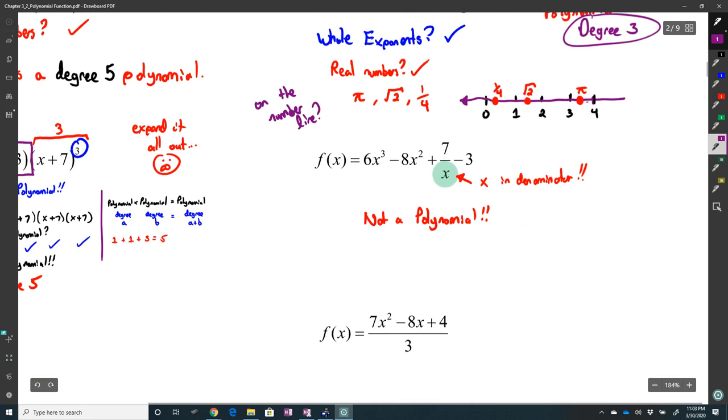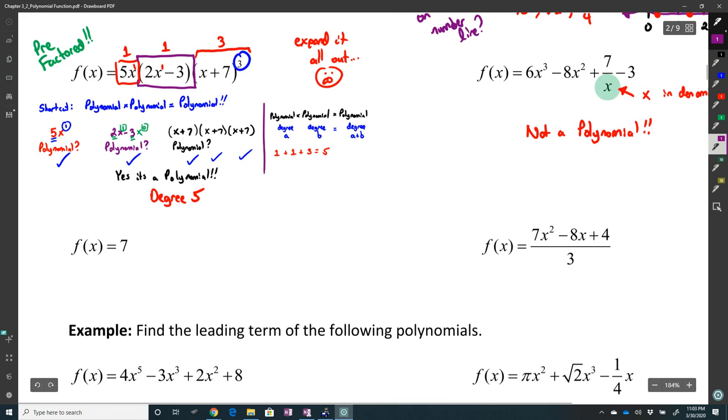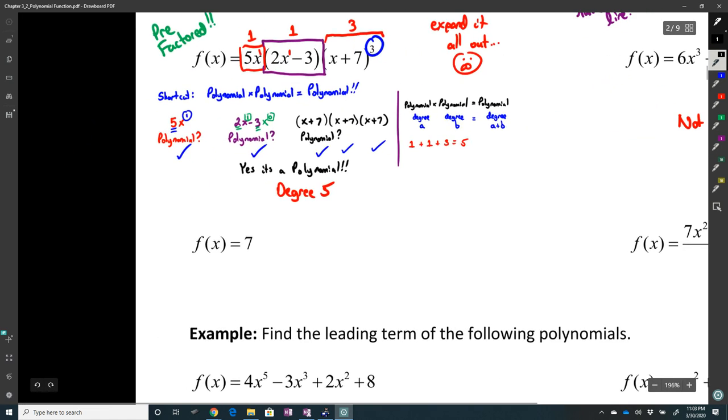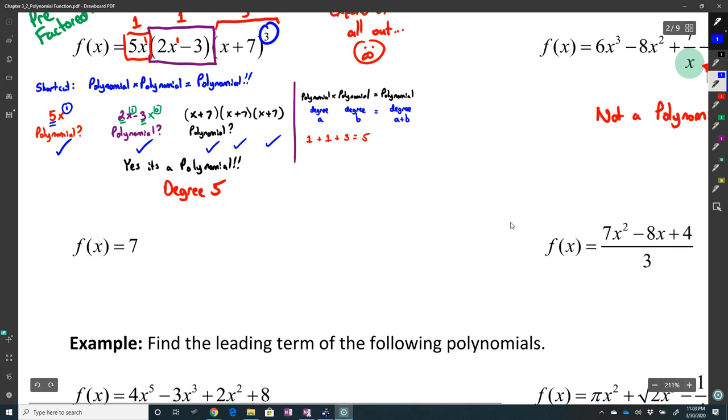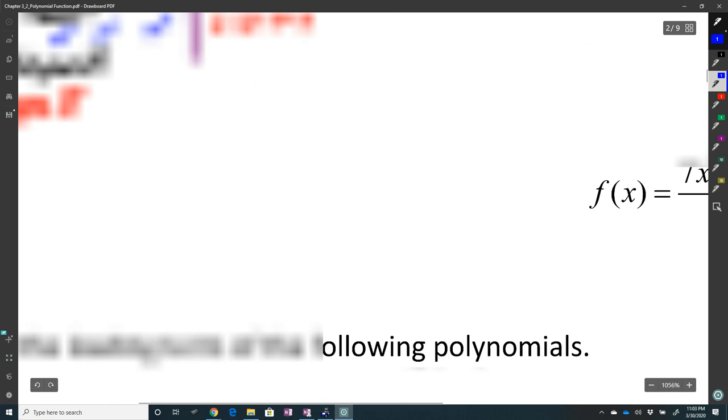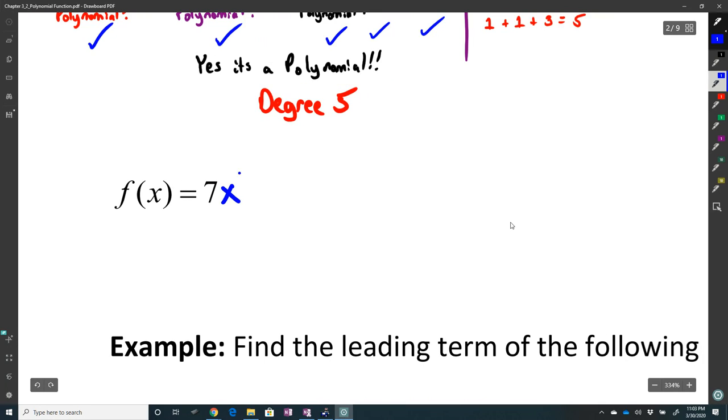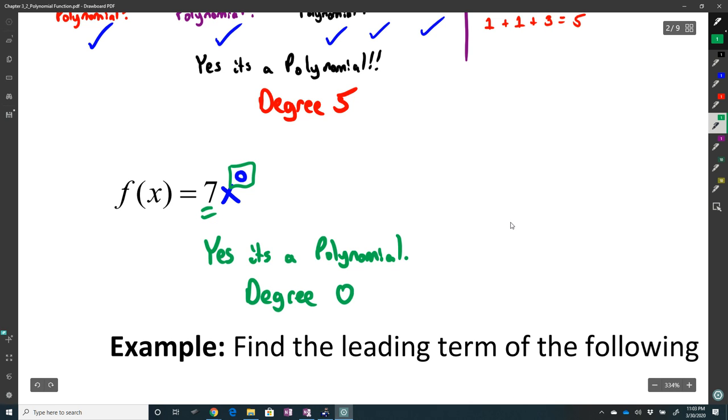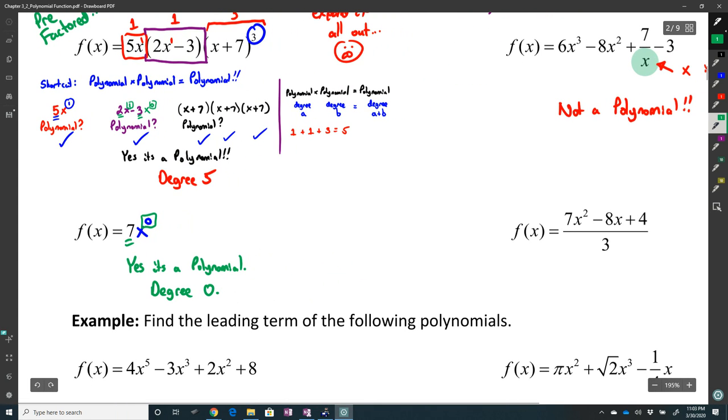Okay. 2 more. This is 7, just a 7 by itself. Now remember, if the number is by itself, there's really an imaginary x to the 0 next to it. And so the exponent is a whole number. That's a real number. So yes, it's a polynomial. And we say that it's of degree 0.